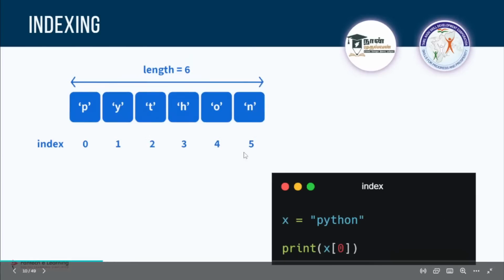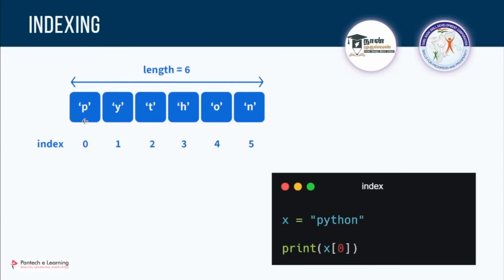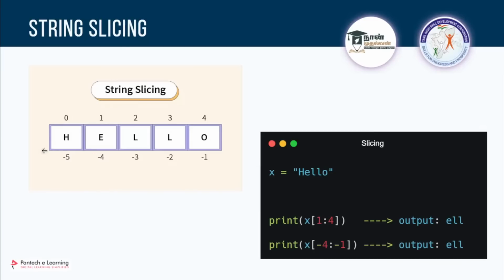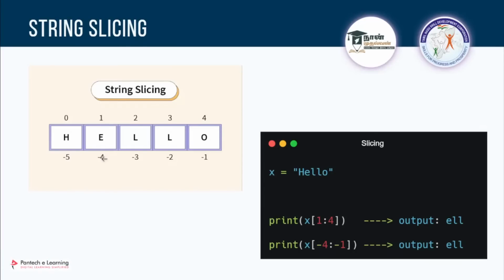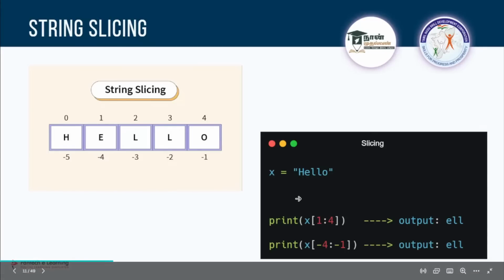I forgot to tell you about indexing: the number starts from 0 and ends at the last one. You can give negative indexing also. The 0 stays 0, but when you start in the reverse direction, the last letter is -1, and then it continues in reverse. You can slice with that also. If you need from this E till this L, you can call from -4 till -1, and it is going to return you till -2, because the ending index always gives you one step before.